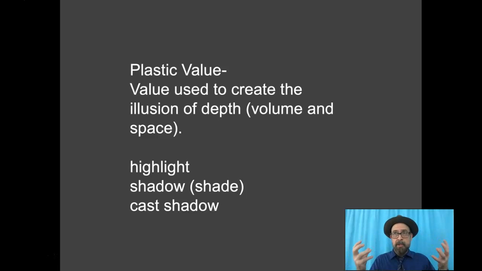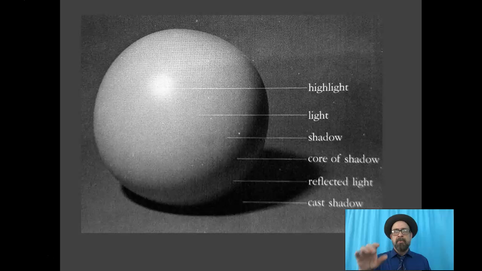Okay. Now, plastic value, on the other hand, uses the illusion of depth, right? That play of highlight and shadow on the surface of an object to create volume, to suggest space on a two-dimensional surface. And so you've got highlights, shadows, and cast shadows. You've probably seen this thing before, right? Breaking down that play of light on a surface. So this is what we're talking about. This is a plastic value image.